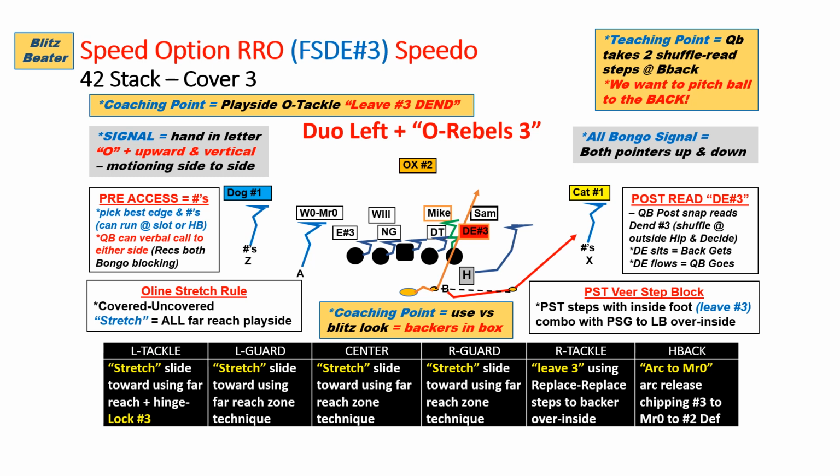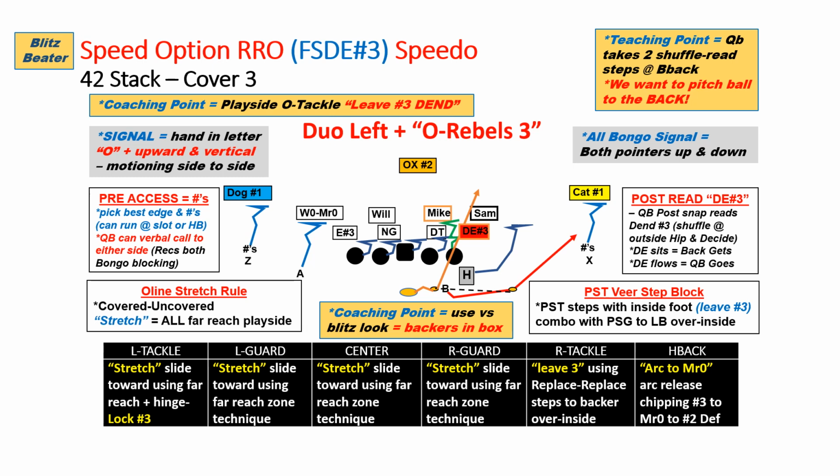X, A, and Z are all going to bongo block, meaning they're going to block the man over or run him off on a go in man schemes. The H will arc release to the Sam backer. Key point here is the quarterback wants to take 2 shuffle steps attacking that defensive end's outside leg. We want to be able to get the ball to the B if at all possible. The back will simply take a bucket step and sprint straight down the sideline.